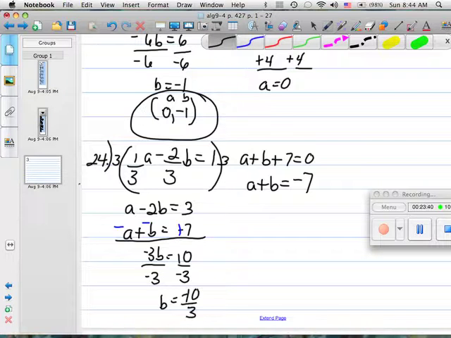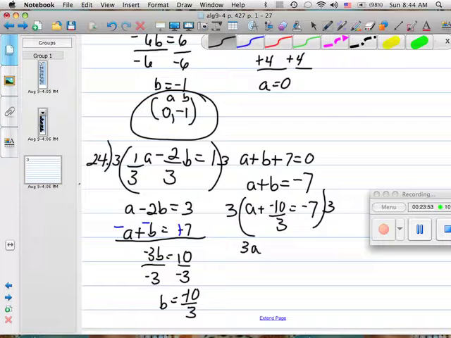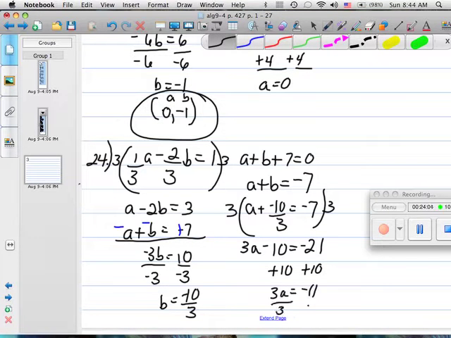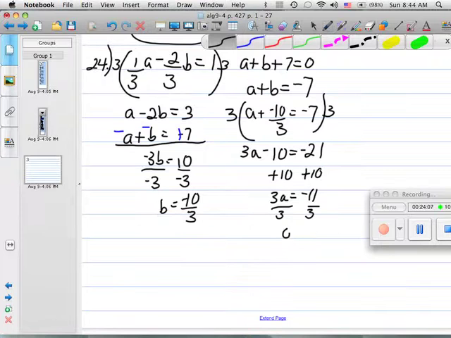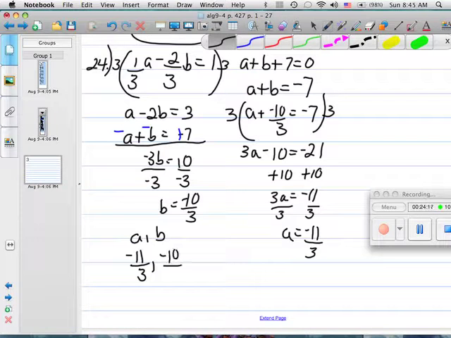Substitute it back in here, so we get A plus -10/3 equals -7. If I want to get rid of fractions, I can multiply by 3, so 3A minus 10 equals -21. Add 10. 3A equals -11. Divide by 3. And A is -11/3. So my ordered pair is A, B. A is -11/3, and B is -10/3.